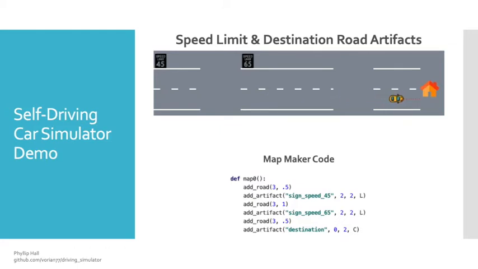The artifact at the end of the third road is the destination artifact. The destination road artifact's classifier sets the car's throttle to 0 for several seconds and then informs the simulator to launch the next defined map or to relaunch the current map if no other maps are defined.